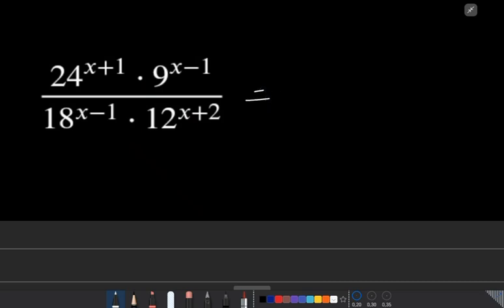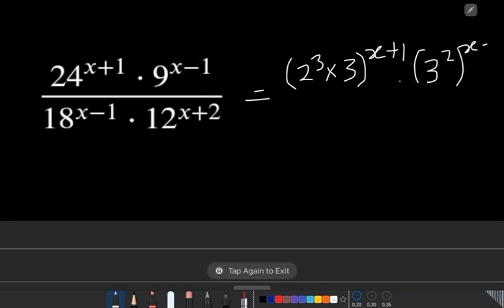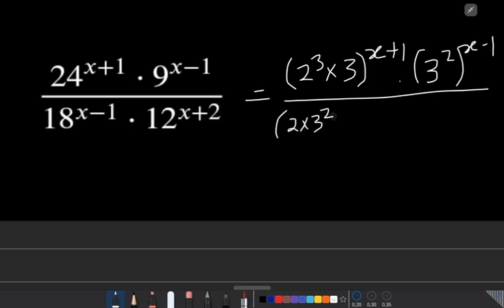So the first thing that we're going to do is make sure that the bases are prime numbers. So 24 can be written as (2 to the power of 3 times 3) all to the power of x plus 1, times 9, which can be written as 3 to the power of 2x minus 1. And in the denominator, 18 can be written as (2 times 3 to the power of 2) all to the power of x minus 1, times 12, which can be written as (2 to the power of 2 times 3) all to the power of x plus 2.